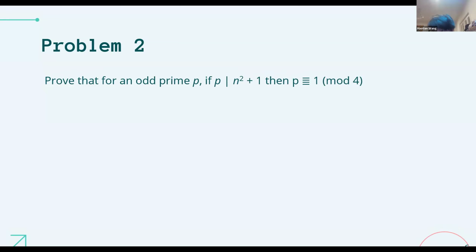So the hint for this problem is n squared is congruent to -1 mod p. And -1 is basically 1, you know? So how do we use orders in this problem?